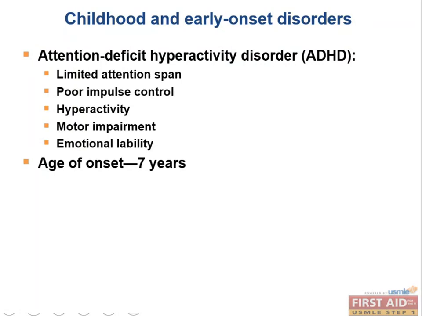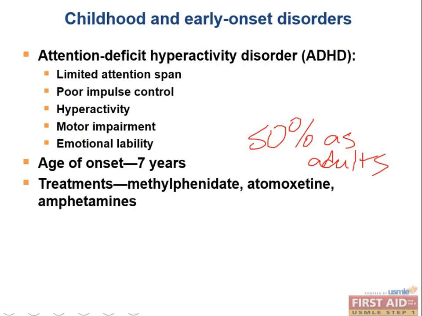And children with ADHD often have normal intelligence, but commonly have difficulty in school. Up to 50% of children will continue to be affected as adults. There's three main treatments for ADHD. Methylphenidate, better known by the brand name Ritalin, as well as atomoxetine, which is a non-stimulant SNRI, a selective norepinephrine reuptake inhibitor, as well as amphetamines, like the brand name drug Adderall.